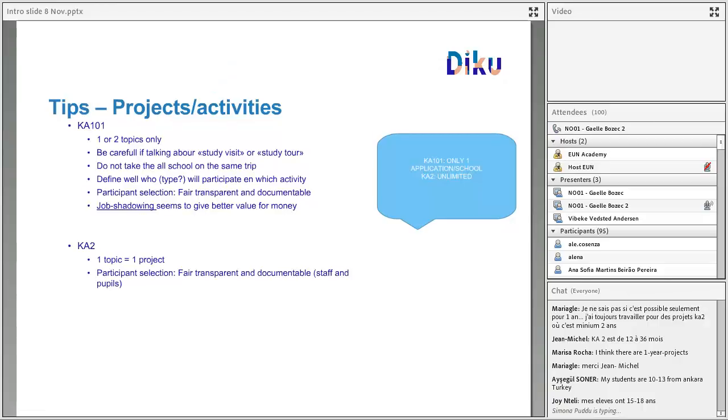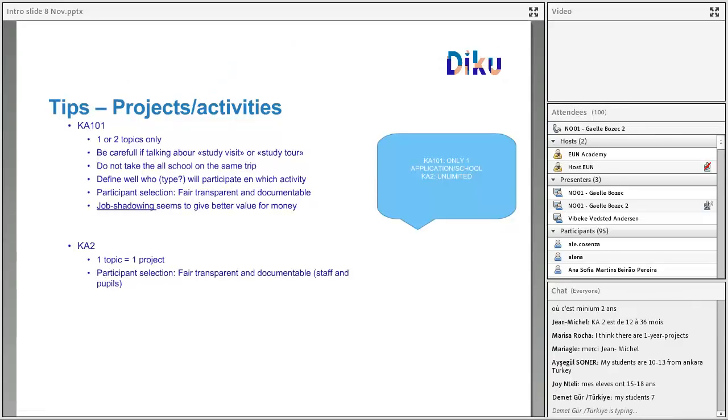Tips about the projects and the activities that you might choose or want to do for KA1, which are the mobility projects for staff: you should concentrate on one or two topics only. Let's say you can have STEM or STEAM and languages. You could have a language for newcomers in the country. Try to keep it not small, but to one or two topics. Okay.